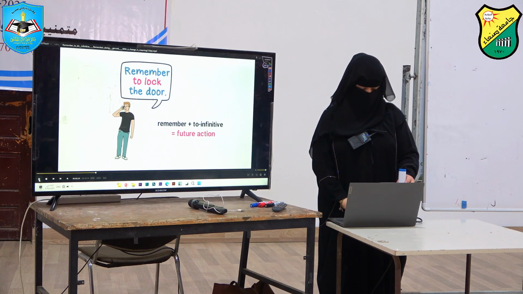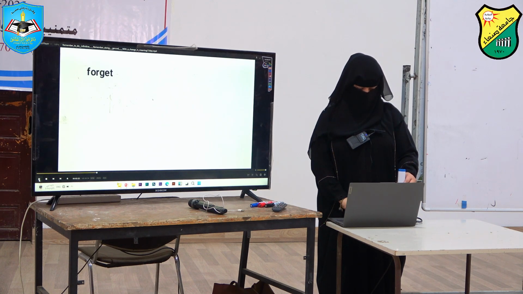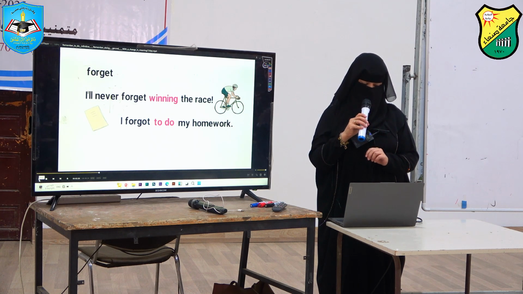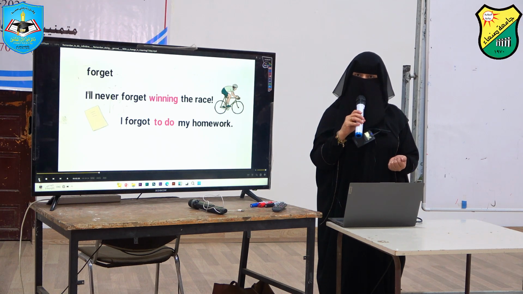Let's look at the verb forget. I'll never forget winning the race, and I forgot to do my homework. So you just find here the verb forget. After forget you have verb ing or to infinitive. What are the differences in meaning?